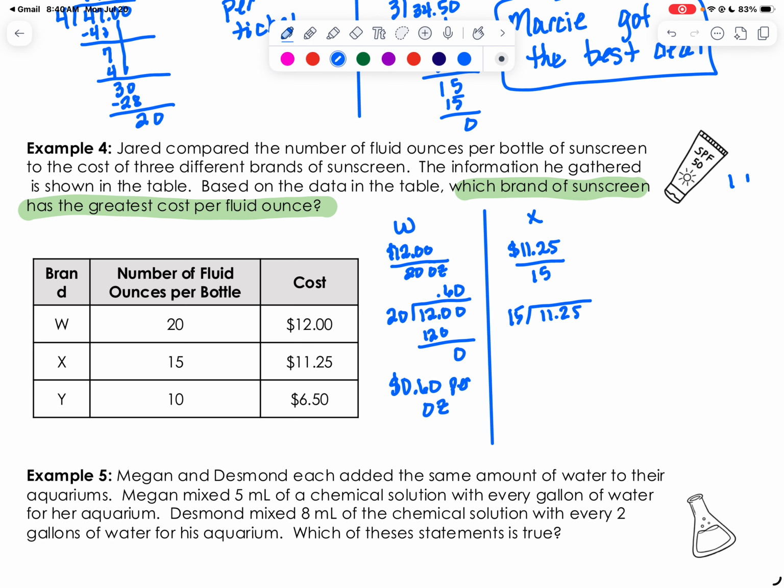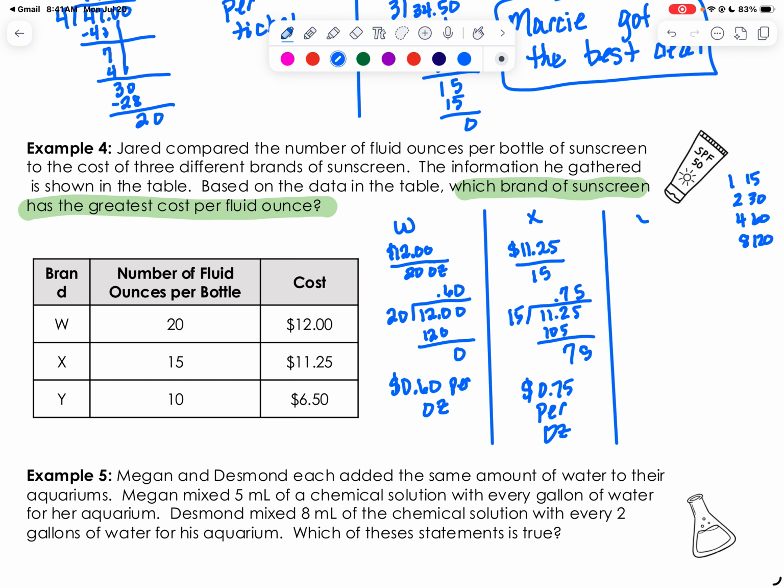All right, 15 will not go into 11. Let me do a little ratio table. 1 times 15. If I double that, I get 30. If I double that again, I get 60. If I double it again, I get 120, which is too much. So 8 was too much, so I'm going to try 7. So 7 times 15, that would be 105. 112 minus 105 is 7. Bring down the 5. And 15 goes into 75 5 times. So brand X is 75 cents per ounce.